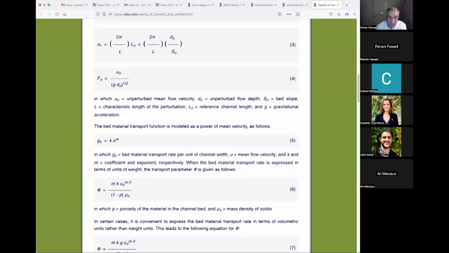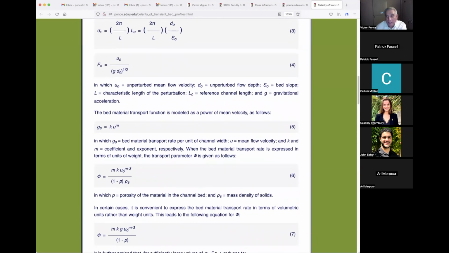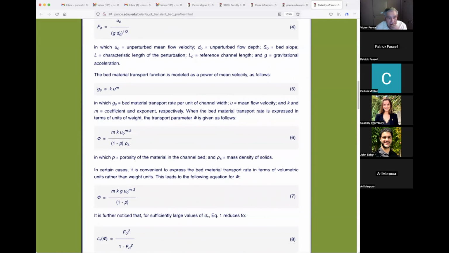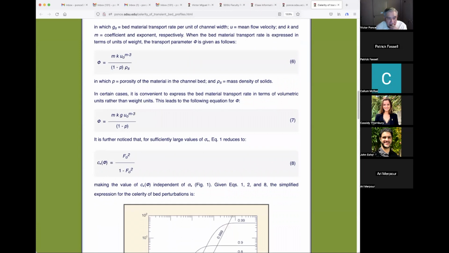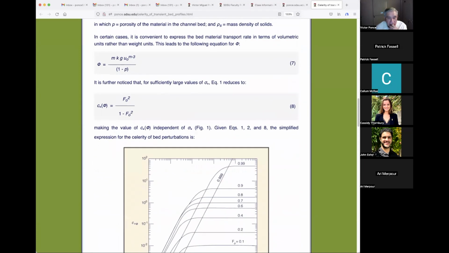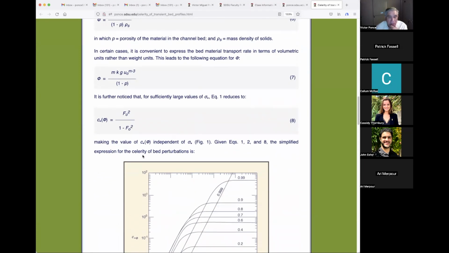So we finally came up with these equations, which are similar, but not the same, because these equations have sediment. The S-curves don't have sediment. I'm not going to bore you with all these details, but we also could simplify it. For sufficiently large values of sigma star, we could simplify the transport normalized dimensionless celerity, which is this, C sub star phi, to be only a function of the Froude number.